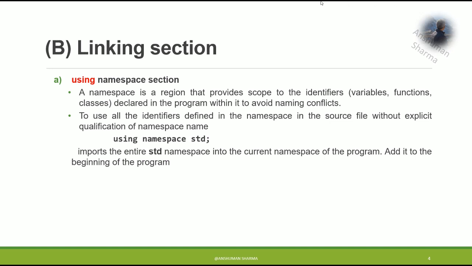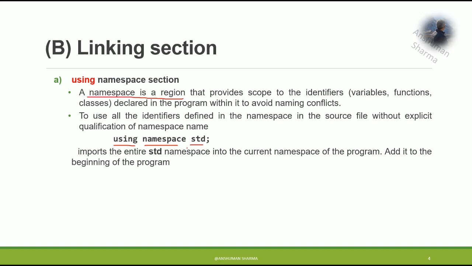Now a namespace, which is a part of C++ and not there in C, if you remember, is a region that provides scope to the identifiers declared within it in the program to avoid naming conflicts. We'll be showing you a program on how the naming conflicts are avoided with the use of namespace. In order to use this namespace, we use a using directive, the keyword using followed by the namespace, and std is the standard namespace, which imports the entire std namespace into the current namespace of the program.